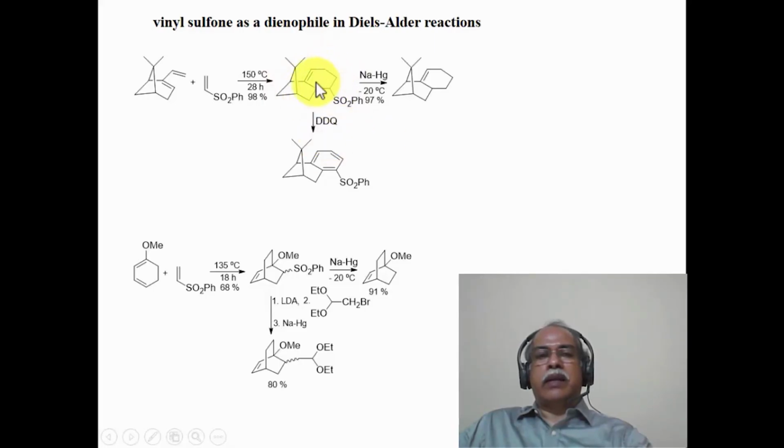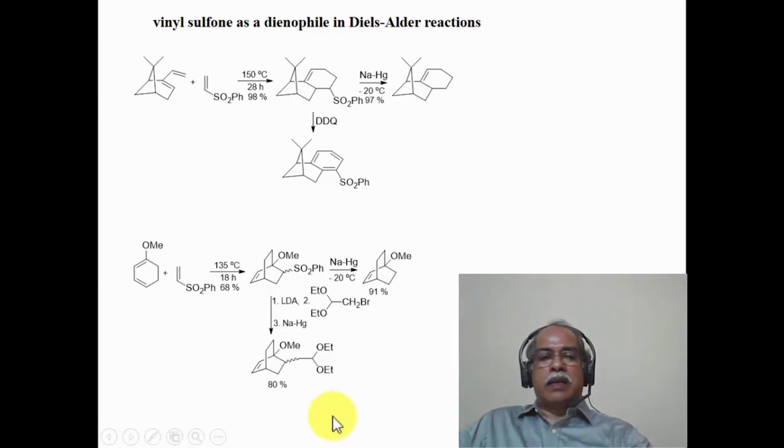This can be either dehydrogenated to undergo aromatization of this ring to produce the benzannulated system, which is this particular system here, or the carbon sulfur bond can be reductively cleaved by desulfonylation reaction. Phenyl sulfinic acid is produced, and as a result of that, the carbon sulfone bond is replaced by a carbon hydrogen bond, which is a reductive elimination of the phenyl sulfonate in this particular case.